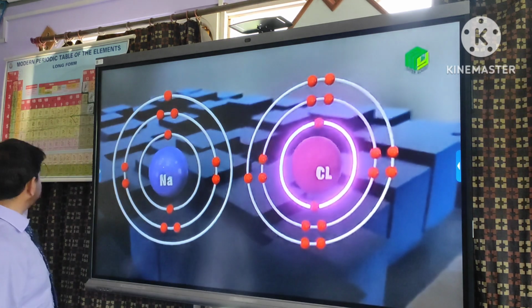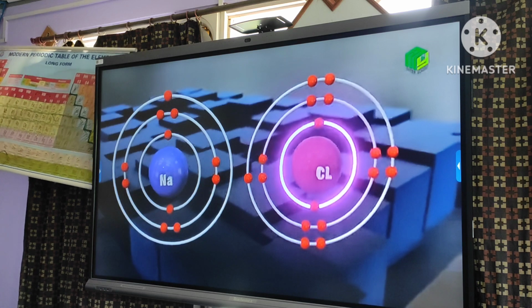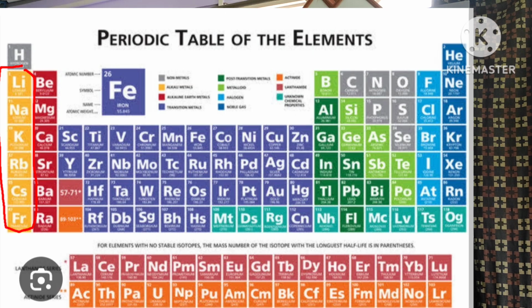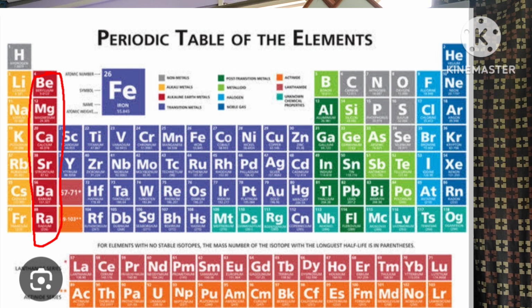Okay. So now you can see I have a periodic table here. You can see this is the first group. This is the second group. And these are transition elements. Then come the third, fourth, fifth, and so on.